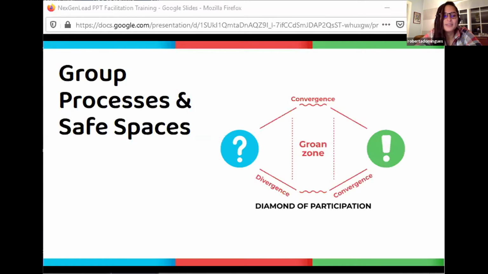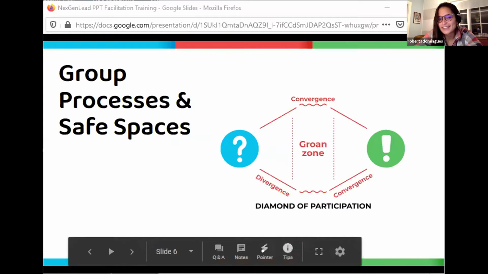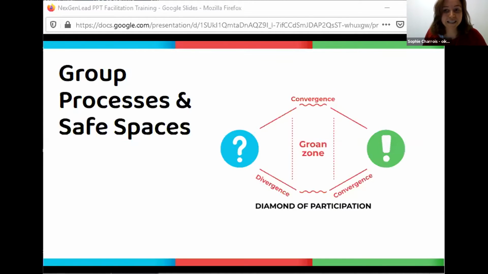And I will ask Sophie to continue with the group processes and safe spaces. Sure. So, as Roberta was mentioning, this is really a place of practice. We come together to try out new things, as a group of peers in our local hubs. And it is important to understand that for these 3 weeks, that's actually a team, a group process you are joining.